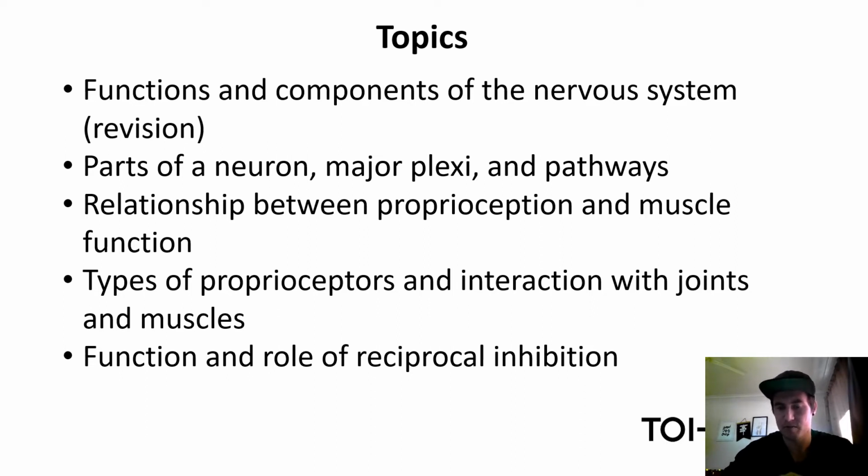Proprioception describes how our body understands its position in space, so moving around, and how those proprioceptive receptors then trigger muscle action to help us have stability around joints, allow us to move, and keep us balanced. Then we're going to look at the types of proprioceptors and interaction with joints and muscles, and finally the function and role of reciprocal inhibition. So a few different reflexes in a bit more detail than what we covered in HAP last semester.